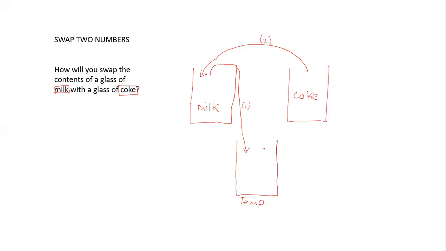And then I can take the milk. Remember, the milk is in this temporary container. I can then take that and move that into the container that had the Coke. And that would be step number 3. So if we perform these 3 steps, we can then execute a swap.